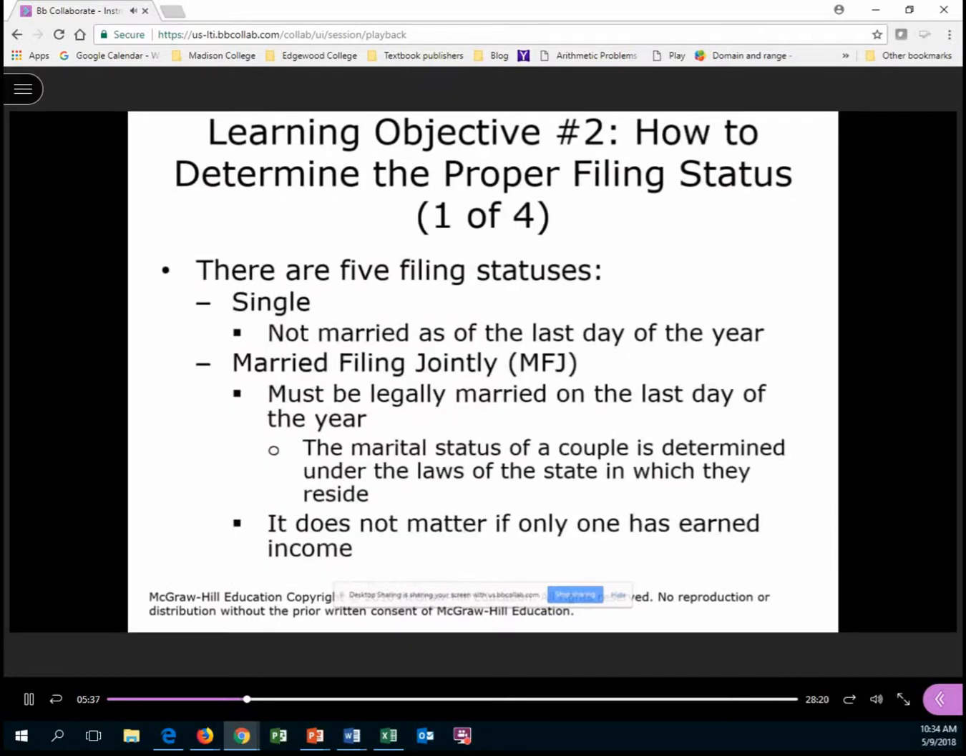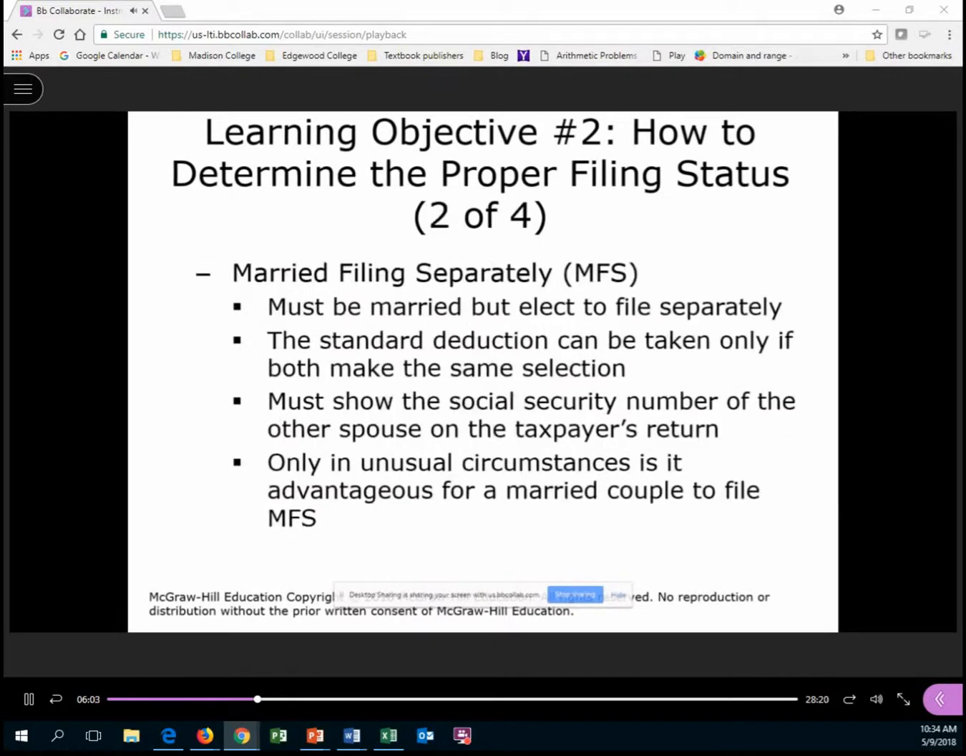So in Chapter 2, we focus on filing statuses and the tests that we need to take in order to determine whether or not, for example, we can claim another person as a dependent and therefore be entitled to their exemption. So there are 5 filing statuses: single, married filing joint. And we'll talk a little bit about what married filing joint means as we move ahead.